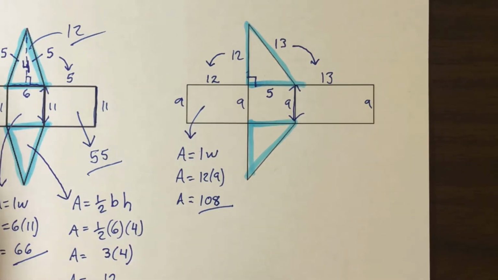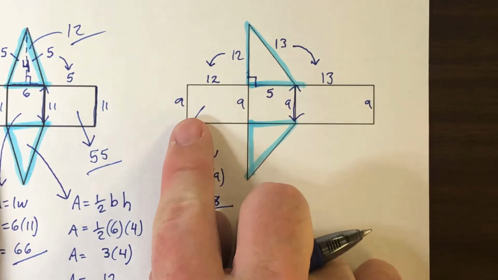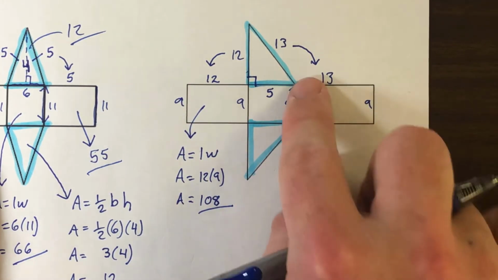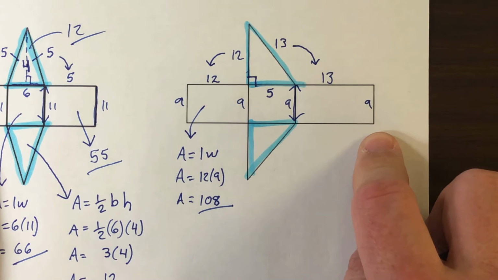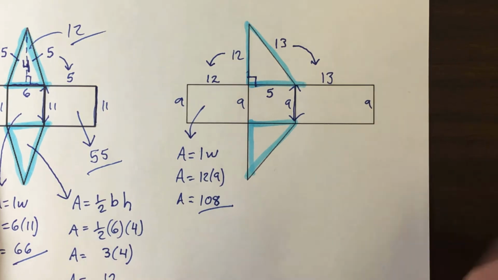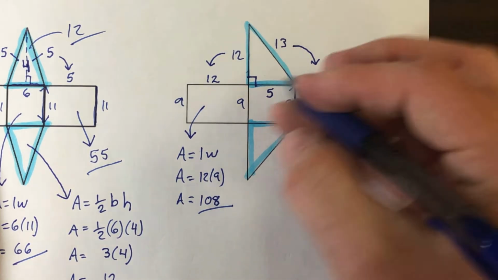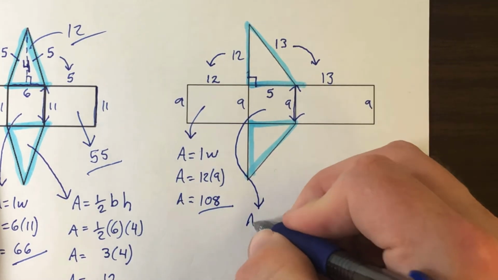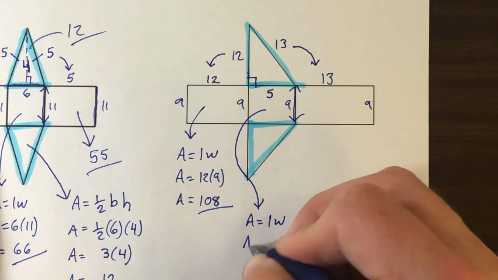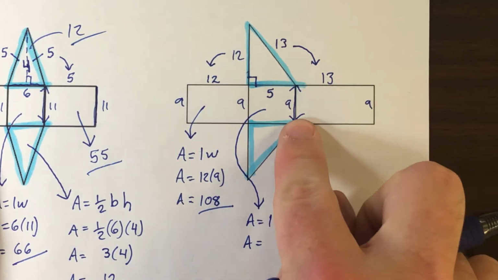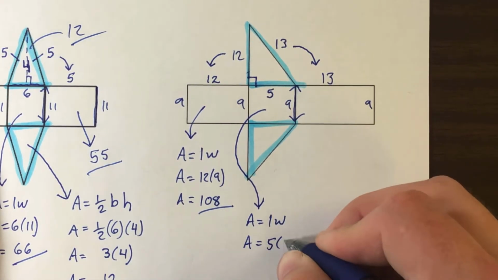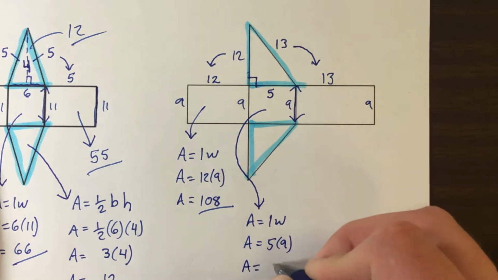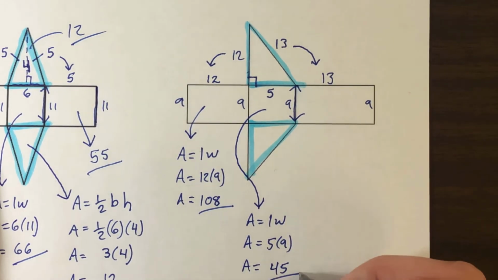Okay, are any of the others the same? Well, let's see. This one's 12 by 9. This one's 5 by 9. This one's 13 by 9. That makes me very sad. I can't use any shortcuts. Okay, so let's find the area of this rectangle right here. So A equals length times width. A equals the length and width is 5 and 9. So 5 times 9, so area equals 45. Again, not the same. Very sad.